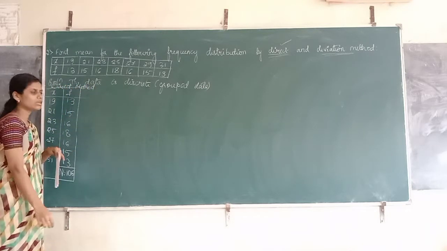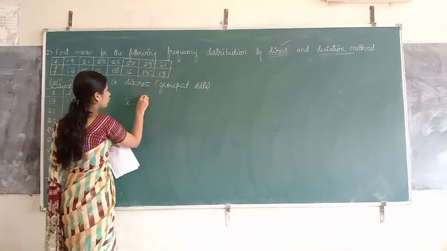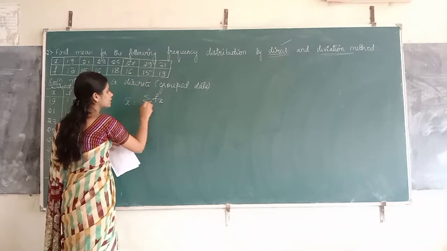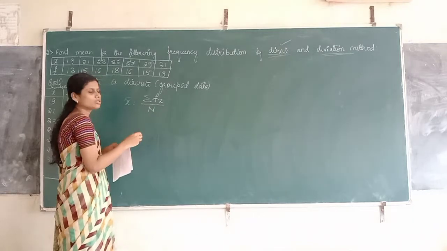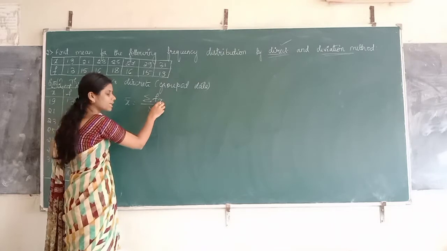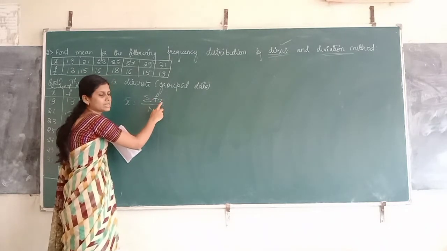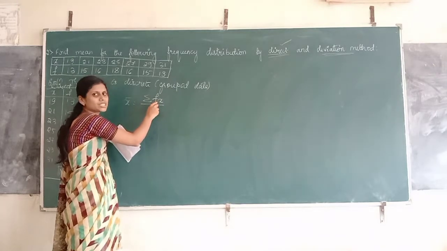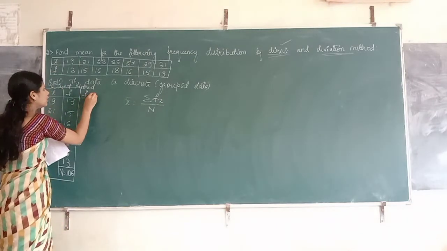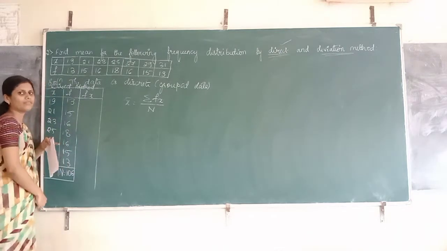So in direct method, what is the formula? X bar is equal to summation of fx divided by n, that is the discrete data formula. You have x values, you know f values. Now what you have to do? First you have to multiply f with x. Fx means there is a multiplication sign in between. So the next column will be f into x.